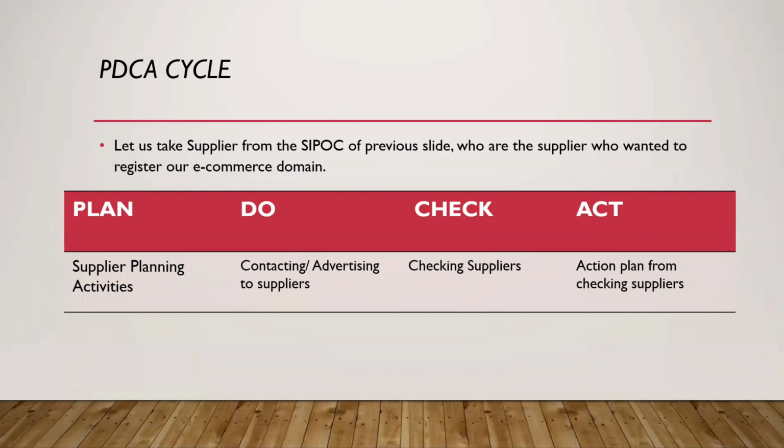And now the PDCA cycle. PDCA stands for Plan, Do, Check, Act. So let us take the supplier from the SIPOC of the previous slide, the suppliers who tend to register to our e-commerce domain business. The plan is the supplier planning activities. What do we do there is how do we contact or advertise to suppliers, how do we check suppliers, and what action we take after checking the suppliers.